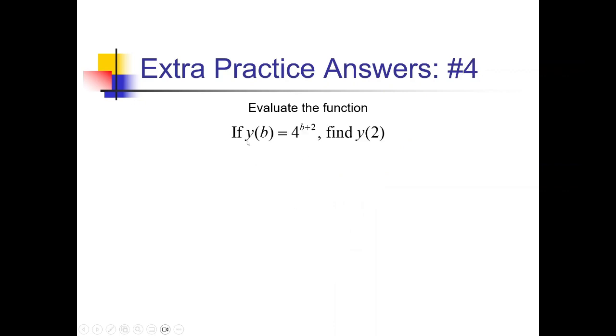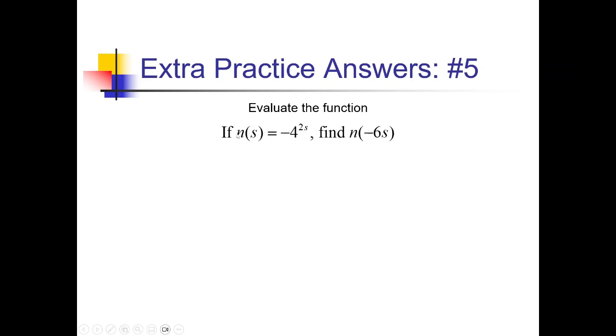On this one I have the y function into which I am plugging a 2 for b. So we have 4 to the 2 plus 2 power. That's really 4 to the 4th. This is kind of familiar. I feel like we did this in number 1. This is going to be 256.